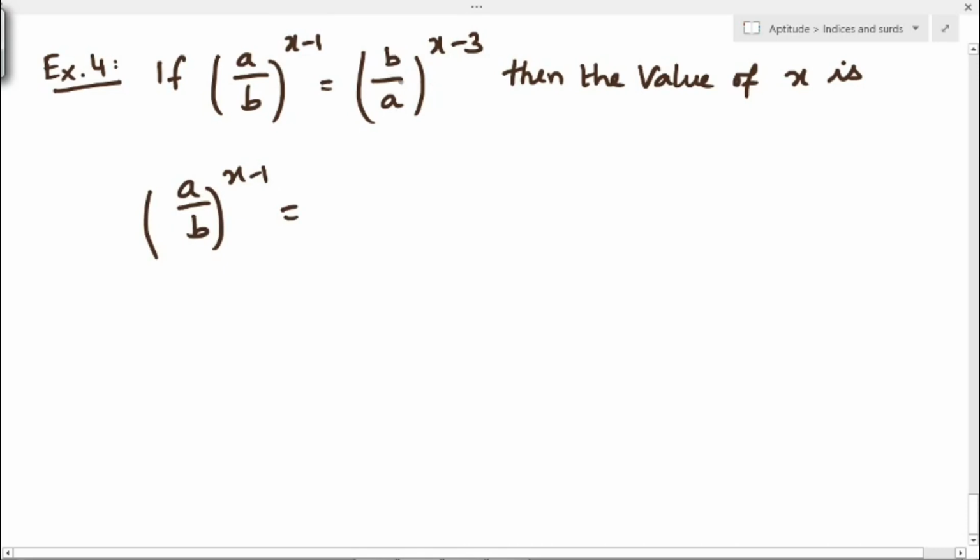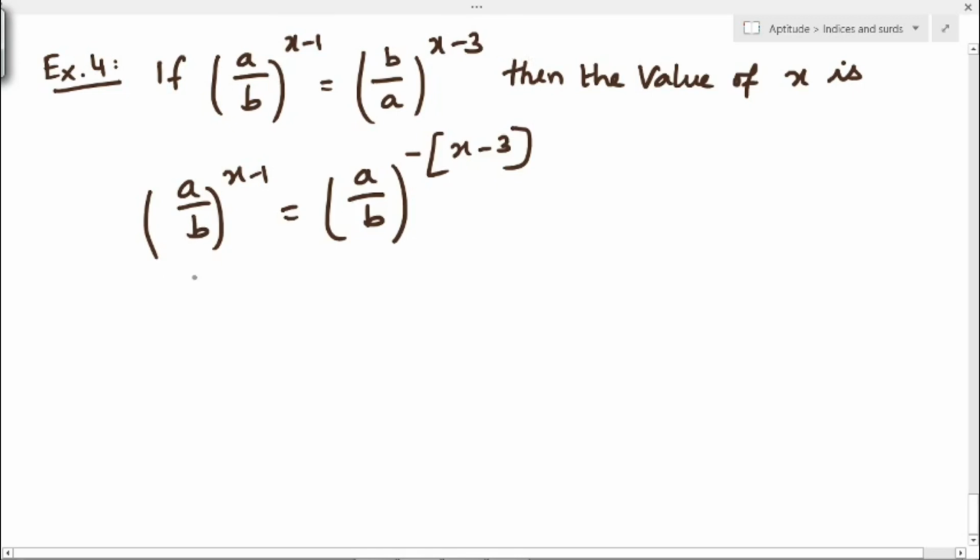So we are taking the reciprocal. This b by a can be written as a by b if we take the reciprocal; the power term will become the negative of the power term. So that is minus of x minus 3. We are changing this b by a to a by b, so the power term will become minus of x minus 3.